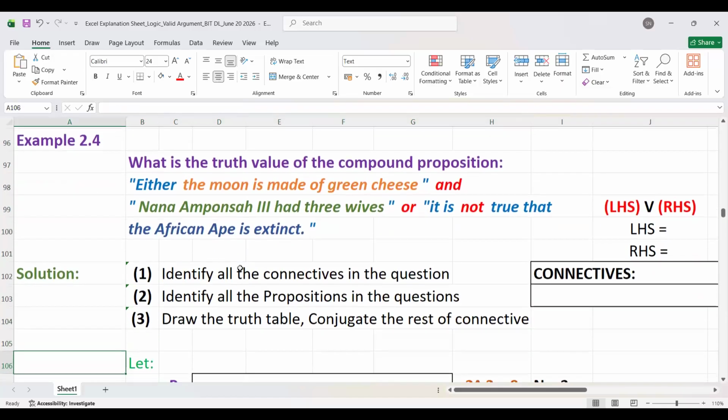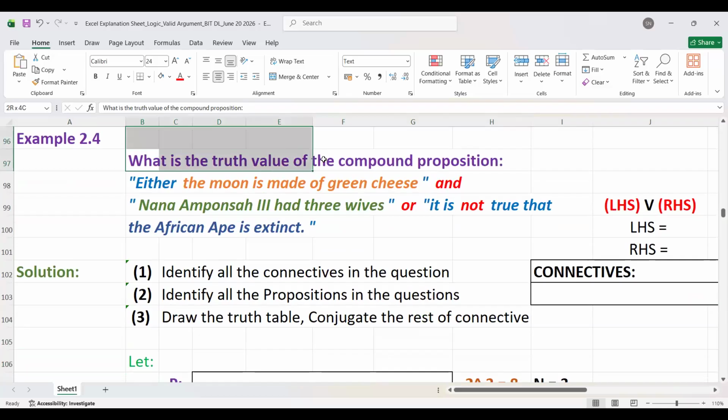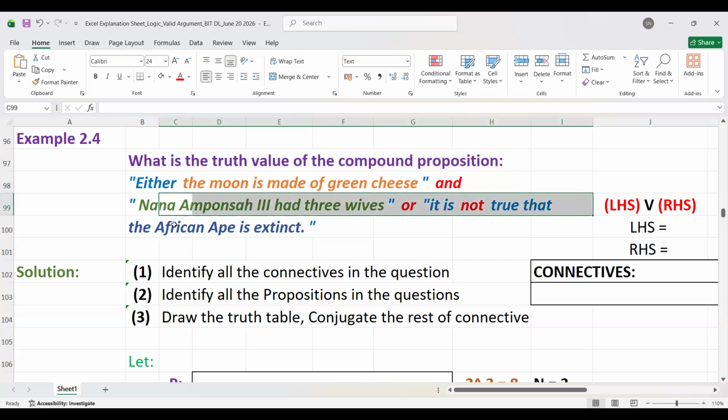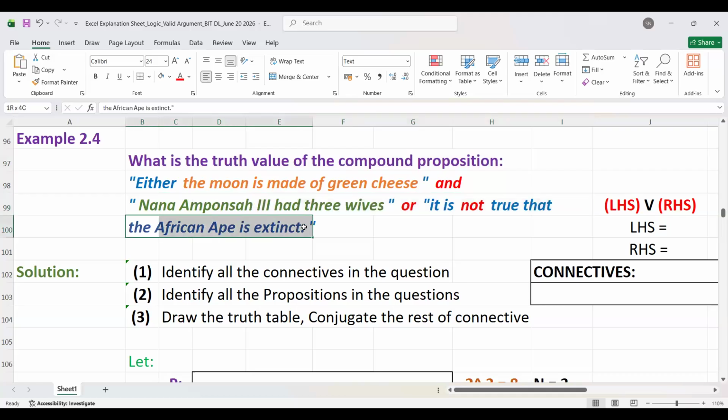This is a question. What is the truth value of the compound: Either the moon is made of green cheese and Nana Aponsa III had 3 wives, or it is not true that the African ape is extinct. I'm repeating it. Either the moon is made of green cheese and Nana Aponsa III had 3 wives, or it's not true that the African ape is extinct.